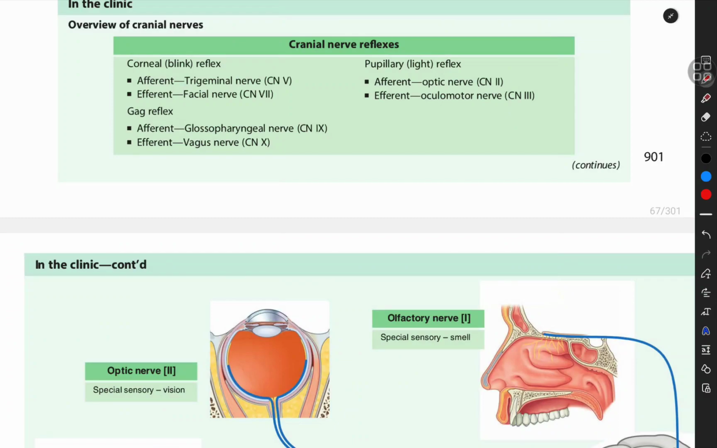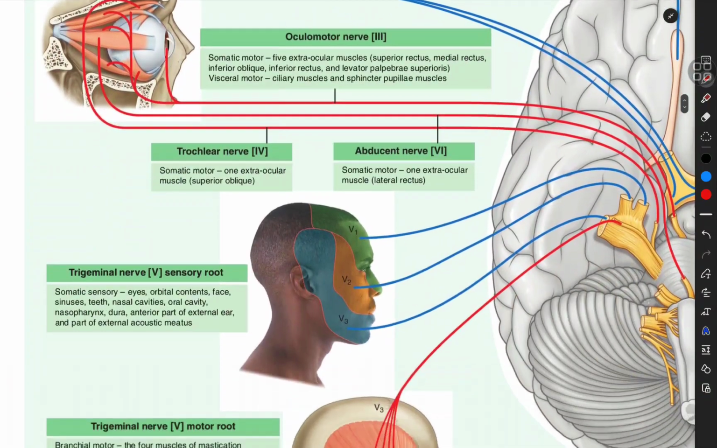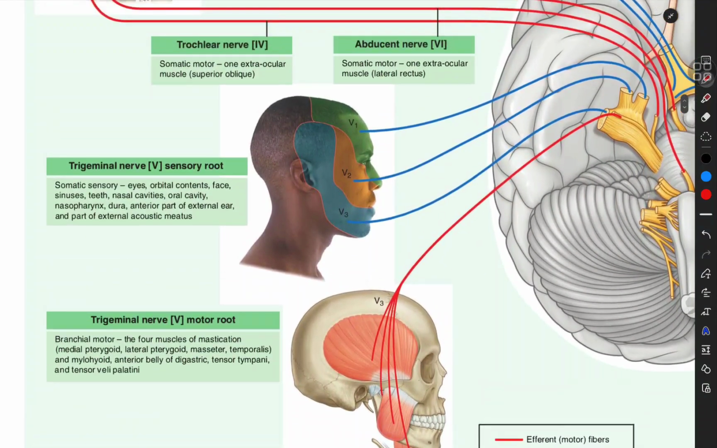Overview of the cranial nerves. Corneal reflex. This is not important. Olfactory nerve. Yeah, I think we're done. Oh yeah, this is important.